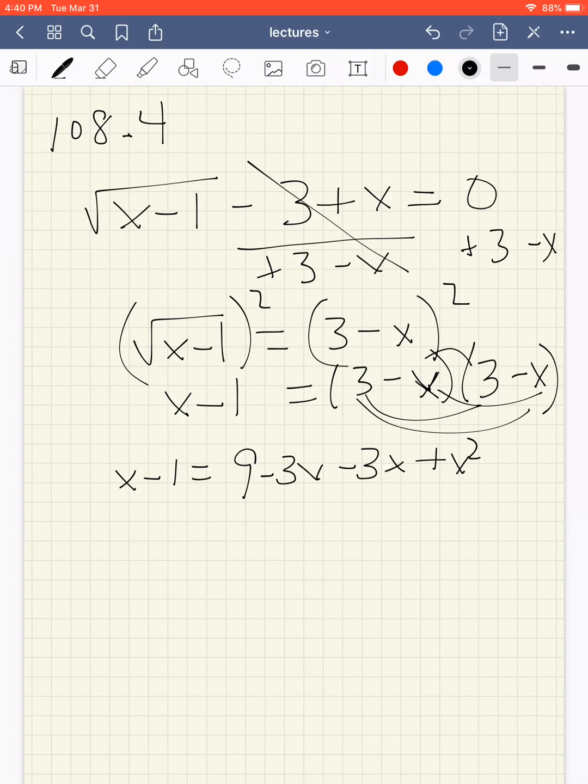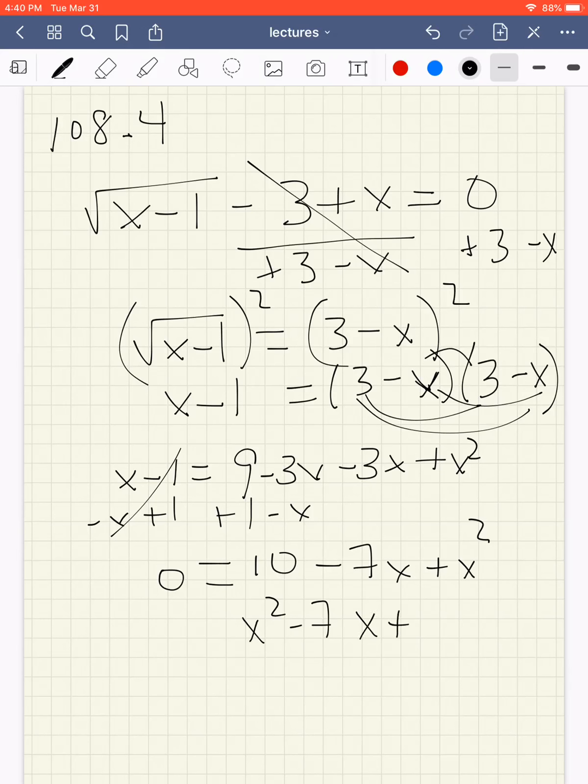Alright, so because I have an x squared in here, I know I have to set everything equal to 0. So that means I'm going to subtract x and add 1, subtract x and add 1. So I'll have 0 equals 10, that would be minus 4x minus 3x is minus 7x plus x squared. And it's not super easy to see what that is to factor, so I'm going to rewrite it in the other order. And yes, that does factor into x minus 5 and x minus 2.